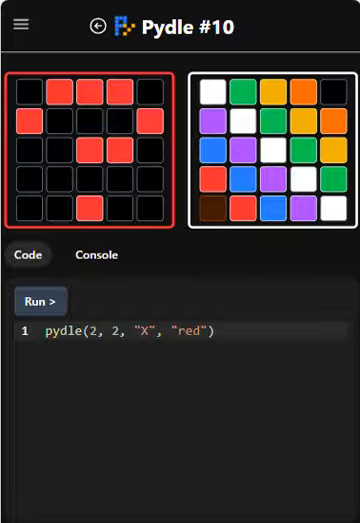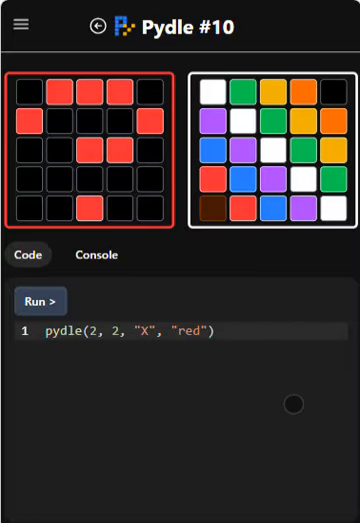Pydle is a daily Python puzzle you need to solve by writing Python code. The objective is to recreate the picture on the right on the left by writing your Python code, and the Pydle function will fill in the different cells of the picture on the left.